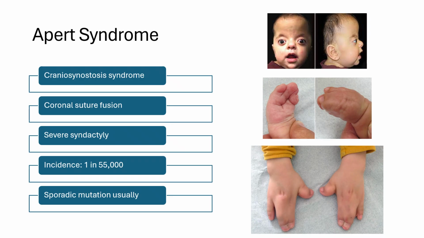The incidence of 1 in 55,000 births makes this condition rare enough that many practitioners have limited experience with it, yet common enough that you'll likely encounter it during your career. Understanding that most cases result from sporadic mutations rather than inheritance helps explain why these babies are typically born to parents with no family history of the condition, making the diagnosis unexpected and requiring sensitive counseling about the complex medical needs ahead.